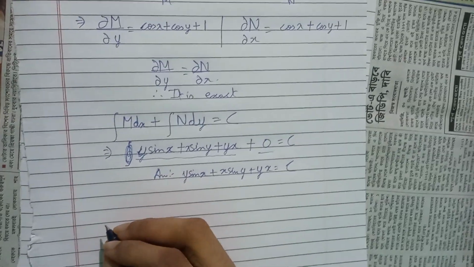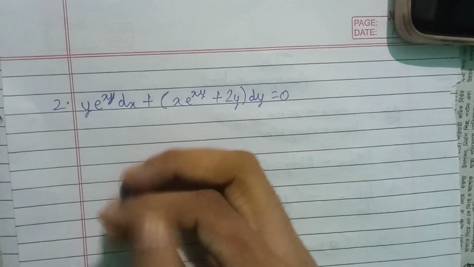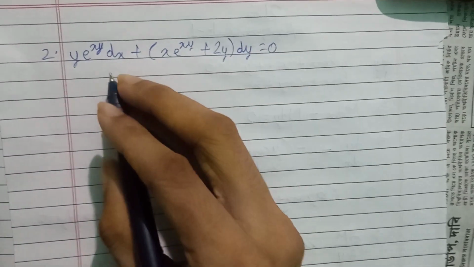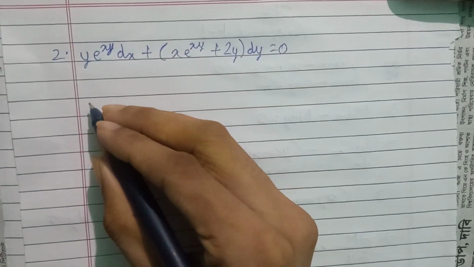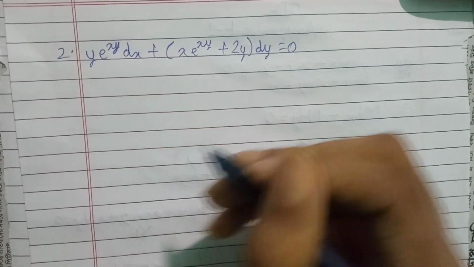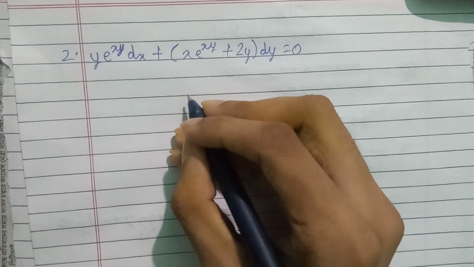Now let's move to the second one. Now let's start the second sum. So again we need to check the exactness, and if it is exact then we will integrate, and if it is not exact then we need to go to the 5 rules.